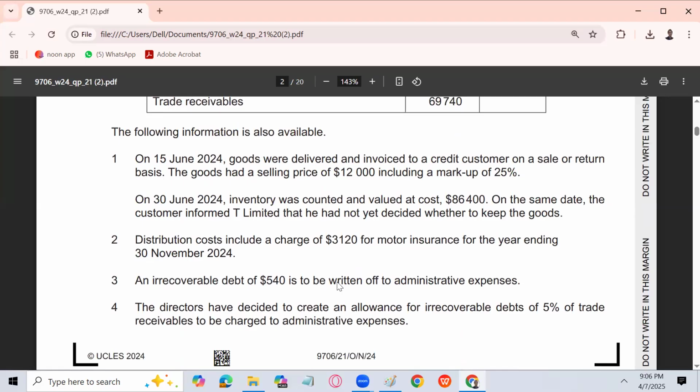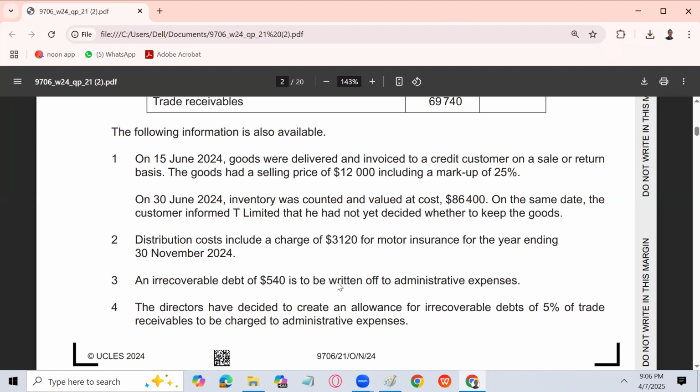On 15 June 2024, goods were delivered and invoiced to a customer on a sales or return basis. The goods had a selling price of 12,000, including a markup of 25%. So sale price is given, and this is asking us for a sales or return basis. Always remember that the concept of sales or return basis came around in 2019-20, and after that, it has come in October, November 2021. Right? So we might expect this concept again to come in the question.